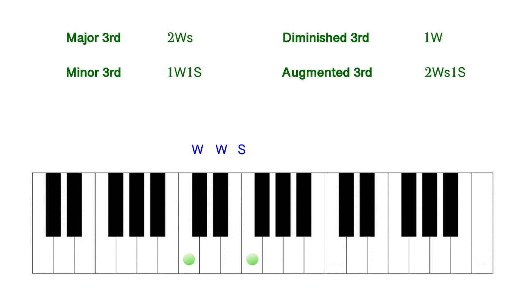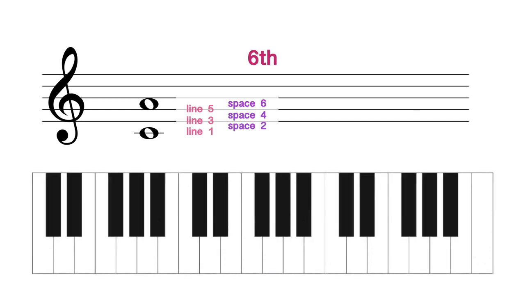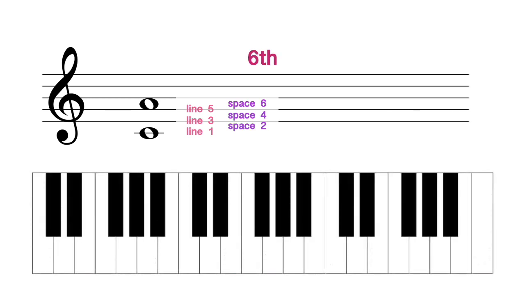Now, we know what major, minor, diminished, and augmented mean, but how can we calculate the number? Firstly, we need to know the lines and spaces in the staff. For example, we go from C to A, we will calculate 1, 2, 3, 4, 5, 6. So this is the 6th. Then we can refer the notes to keyboard, and they are 4 whole tones plus 1 semitone. This is a major 6.